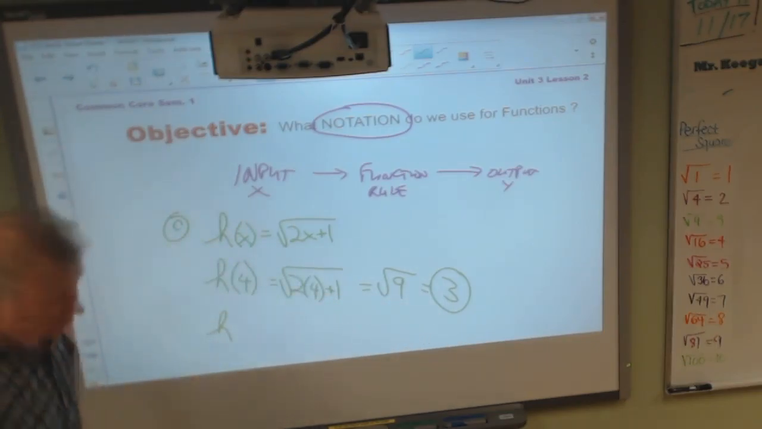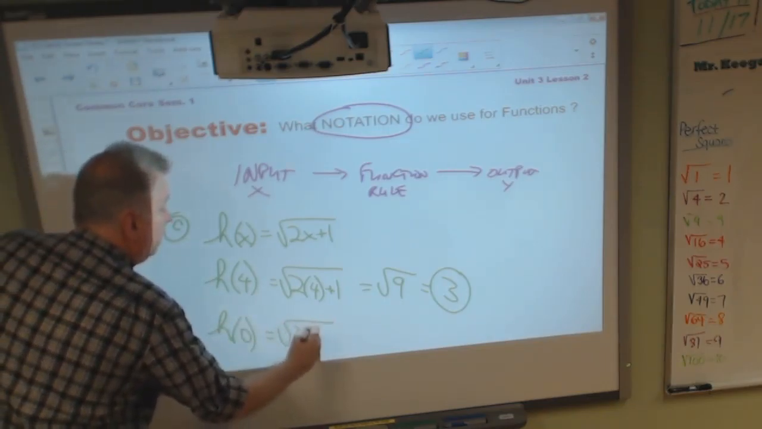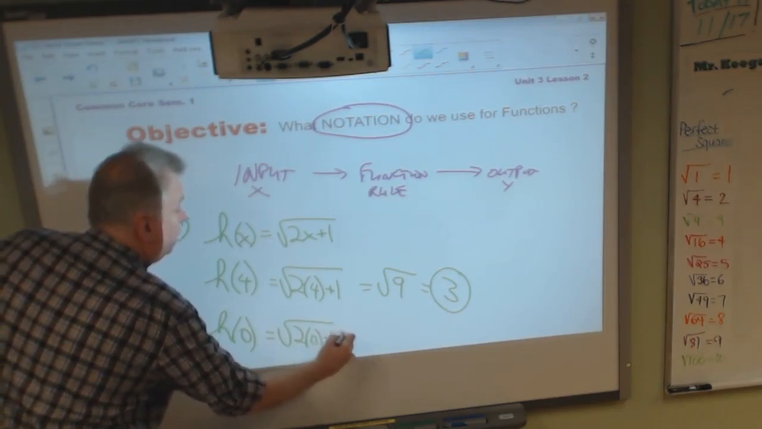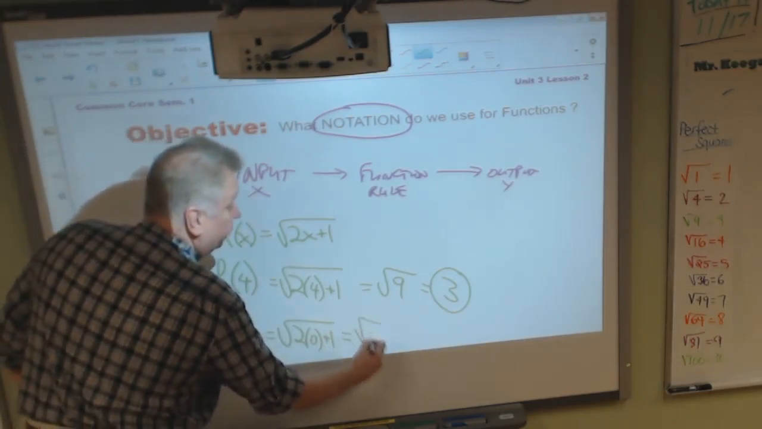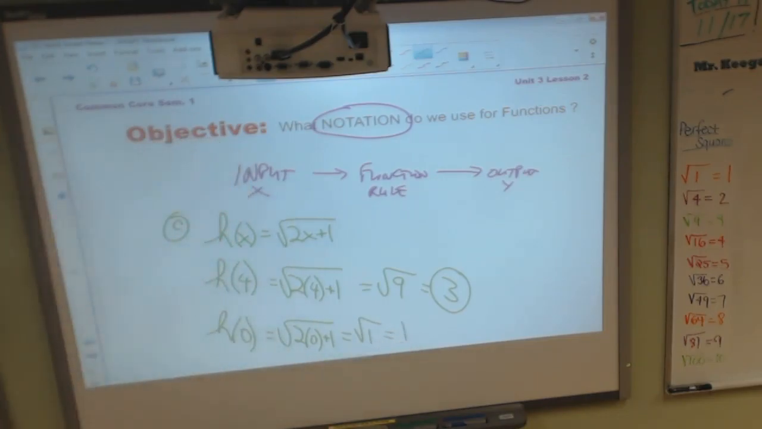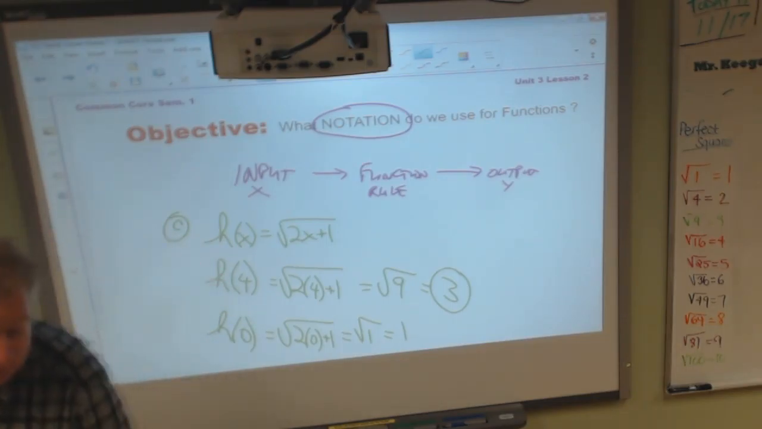So what's the last one? H of 0? Isn't it 1? It is 1, yeah. 2 times 0 plus 1. 0 plus 1 is 1, so you're going to get the square root of 1, which is just 1. Does anybody have any questions about how we're getting these things? We're just substituting and doing the math.